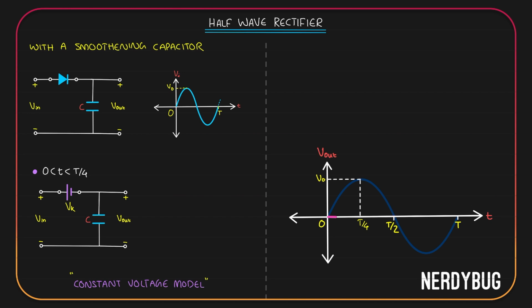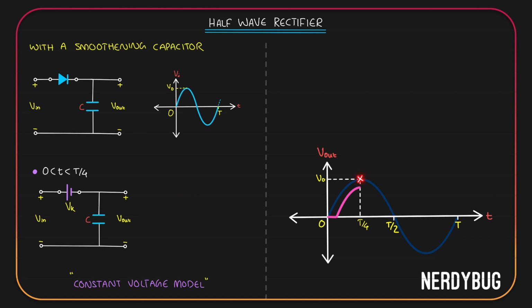Now, when the input voltage increases from the knee voltage up to its maximum value, current will flow in this direction and our capacitor will get charged. Output voltage is taken across the capacitor, so it can be plotted like this.